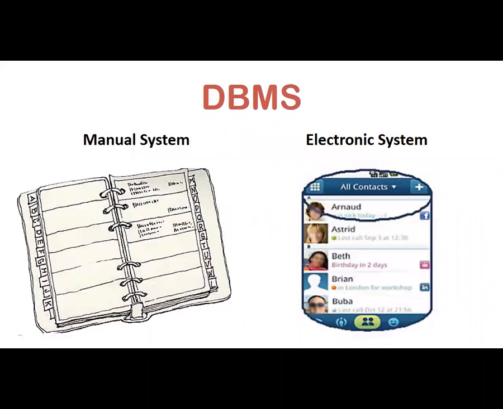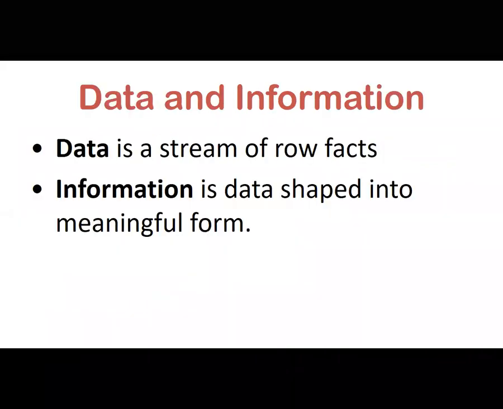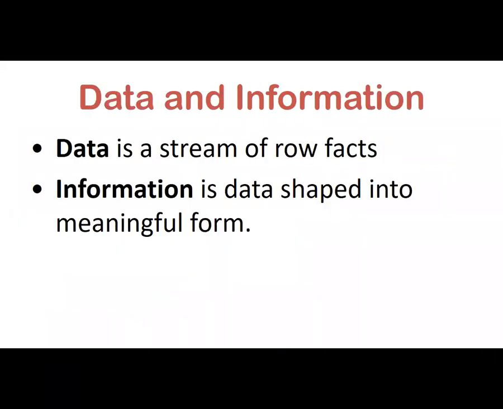So we have discussed previously what database management systems are, in two forms: the manual system and the electronic system. And if you refer to data, what does data mean? Data is a stream of raw facts. Information means data shaped into a meaningful form. You just convert this data into a meaningful form.